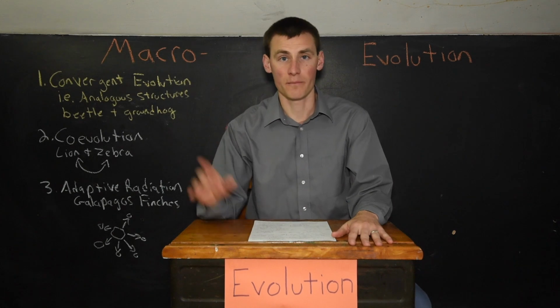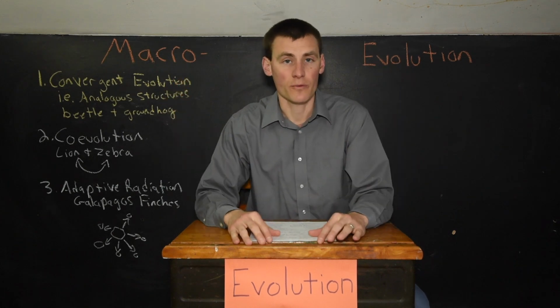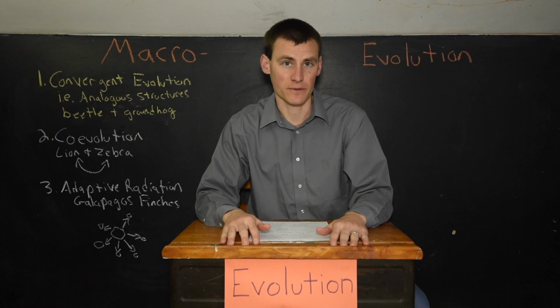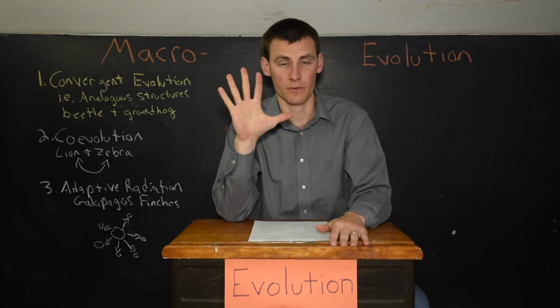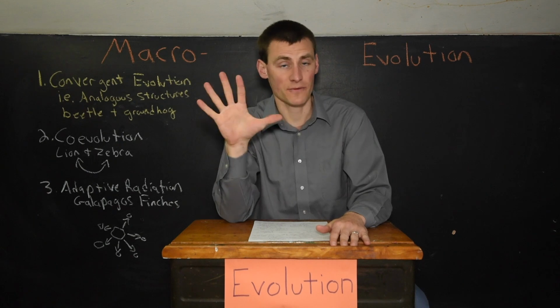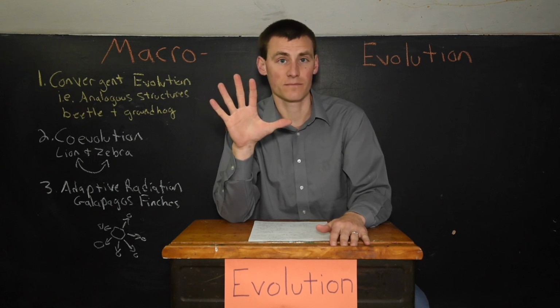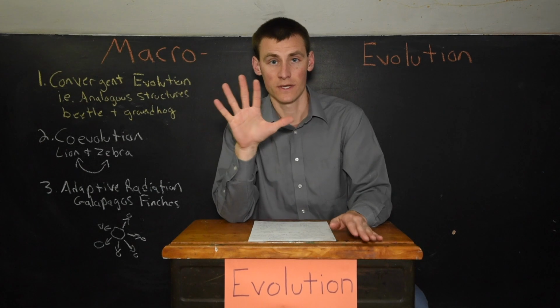Today we're going to be talking about macroevolution. We watched already a video on microevolution. I'll just run through those real quickly. So micro meaning small, right? There were five different fingers on your hand that represent the different parts of microevolution. So we'll start with the pinky.